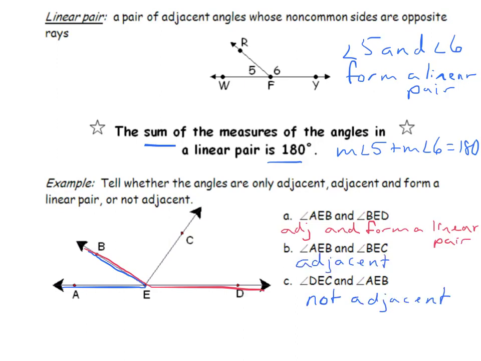So for B, angle AEB and angle BEC, since they are right next to each other and they do not share any common interior points and their non-common sides are not forming opposite rays, we would consider them to be adjacent. In part C, angle DEC and angle AEB, notice they do share a common vertex, however they do not share a common side, therefore they are not adjacent.